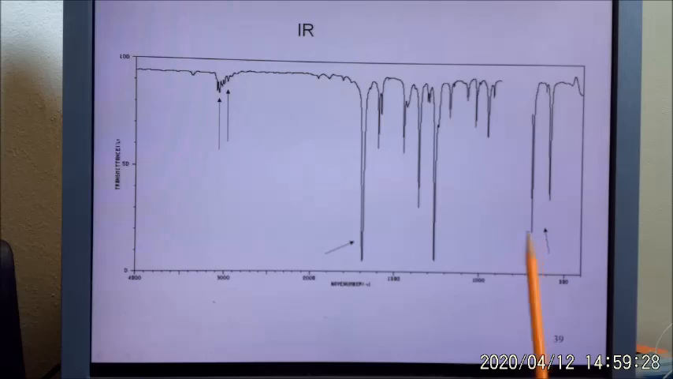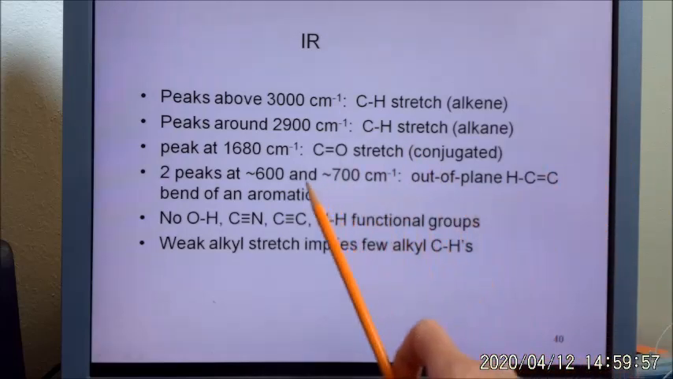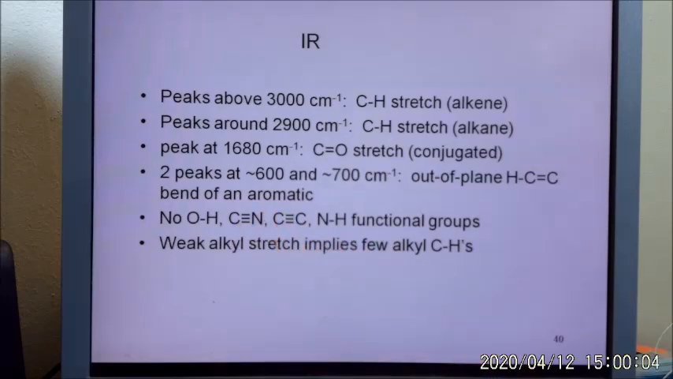I also see that we have some aromatic stretches. It's a little bit blurred again. Like I said in a previous example, we have to be aware that we had to remove solvent. So from this IR, we know we have carbon double bond carbon, alkyl groups, and a carbonyl. Alkene, conjugated, out of plane. No hydroxyl, no amine or amide, no nitrile, no terminal alkyne.